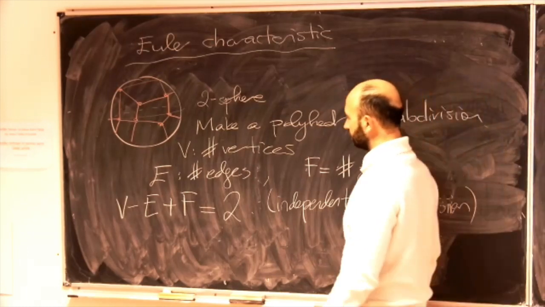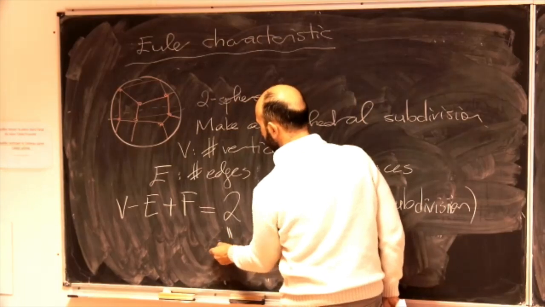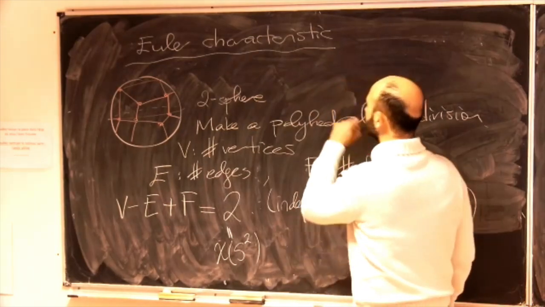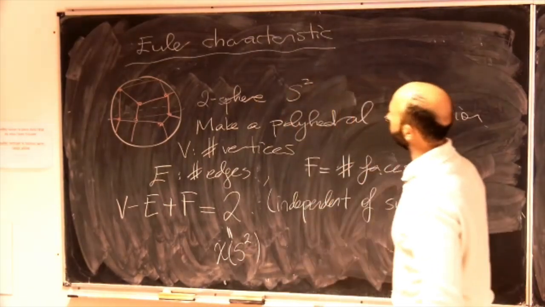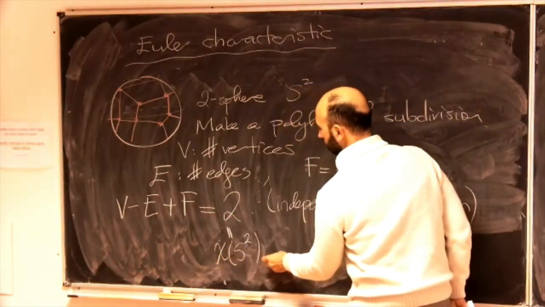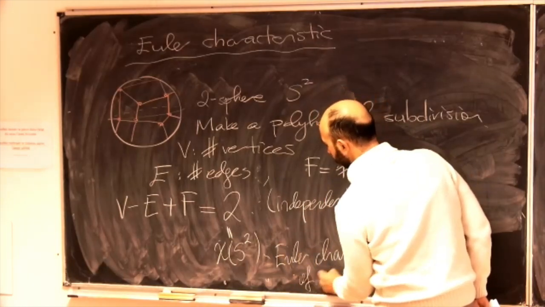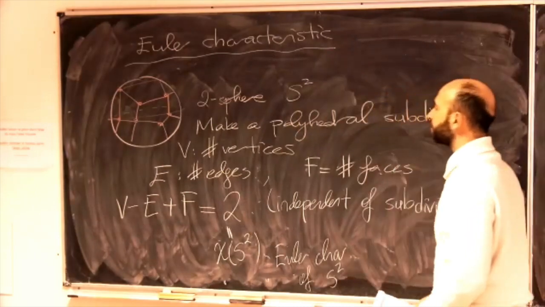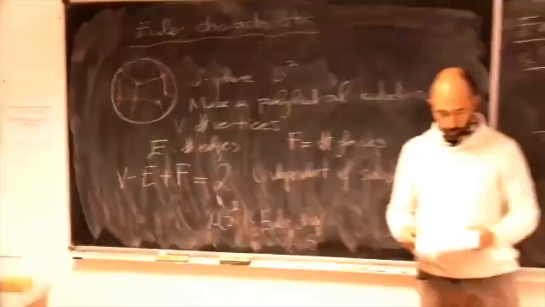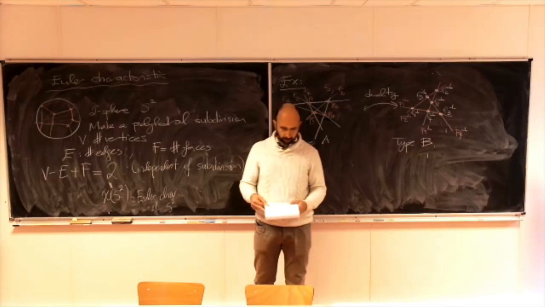So since this is not a property of the subdivision, but rather of the geometric object, this is some number attached to the two-sphere. The two-sphere is usually denoted by S2. This is the Euler characteristic of S2. That's equal to 2. Well, you could do this for other geometric objects, for other surfaces. Now, let's do it for RP2.